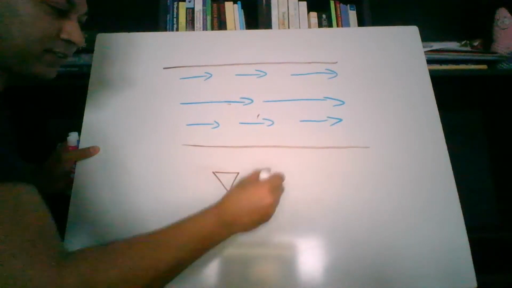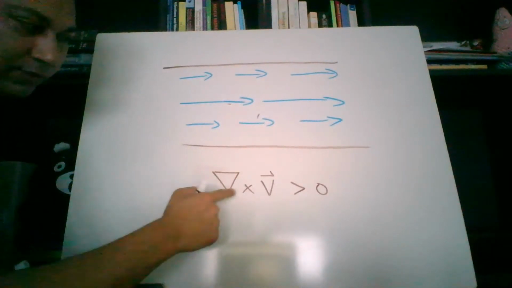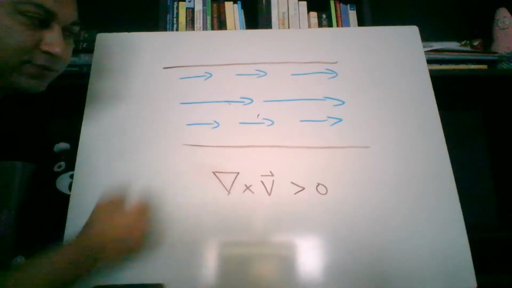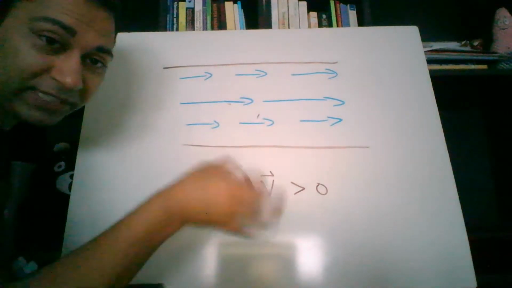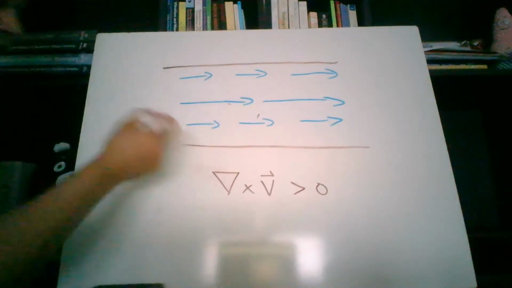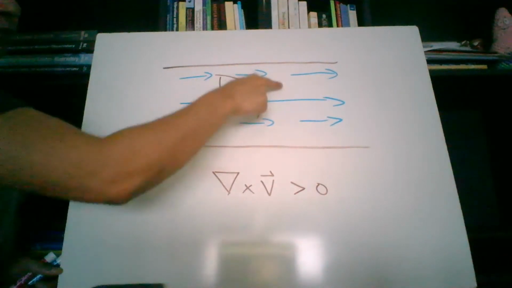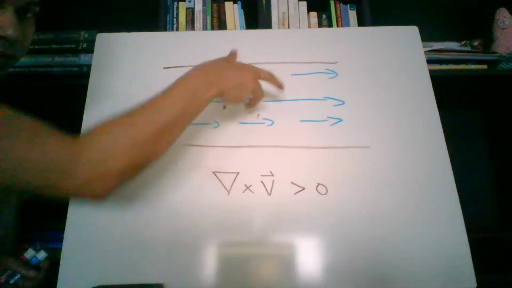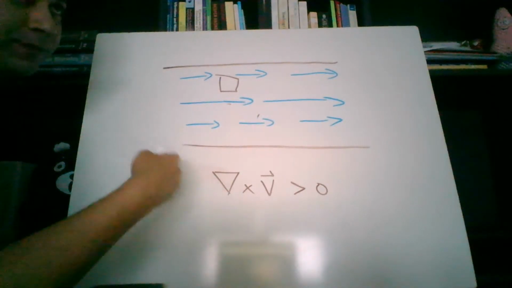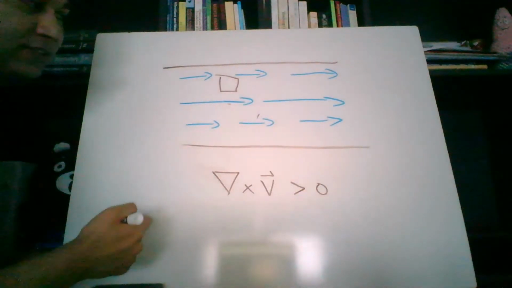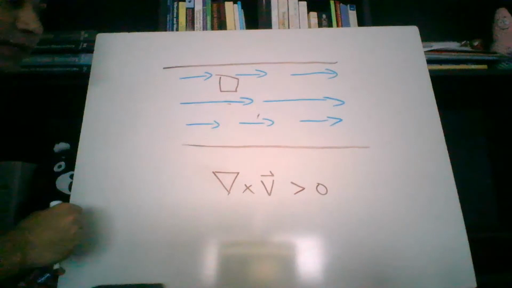What about when you have something like this? This cross some vector is greater than 0. What does that imply when the cross product of some vector is greater than 0? What that means is that you are rotating counterclockwise. So if I put the log over here, then this part of the log would move faster than this part right here, and it's going to rotate counterclockwise. So when the curl is greater than 0, that implies that you are rotating in a counterclockwise direction.